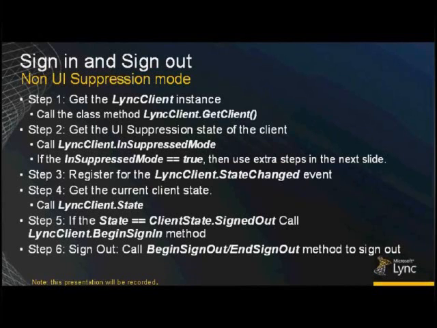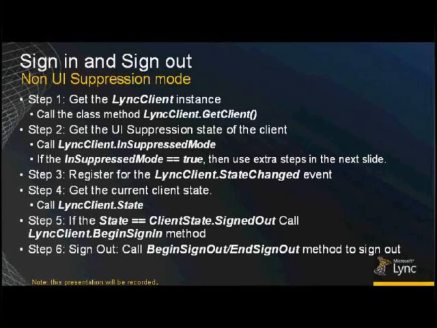So there are 6 basic steps to do the sign in, sign out. First one is you get the Lync client instance by calling the get client method. Then you can get the UI suppression state of the client by calling the in suppressed mode. If the in suppressed mode is true, then extra steps are required, which will be covered in the next slide. Step 3 is to register for the Lync client state change event, which will notify you when the Lync client state changed. So the next step is to get the current client state.